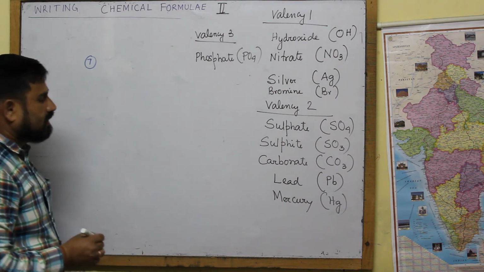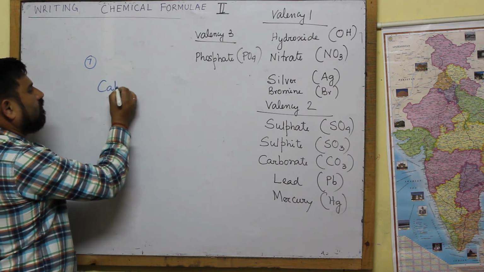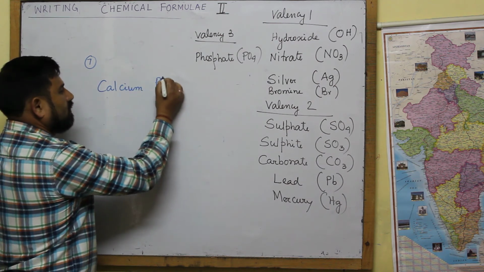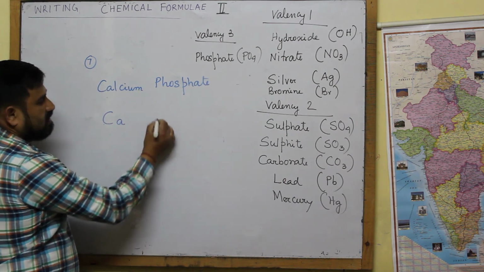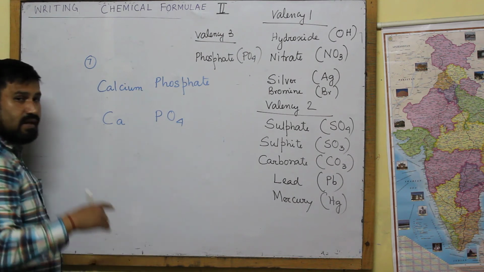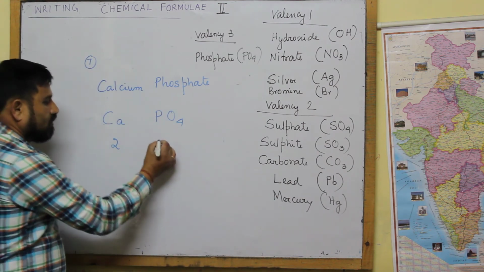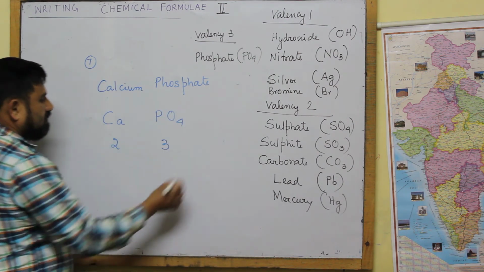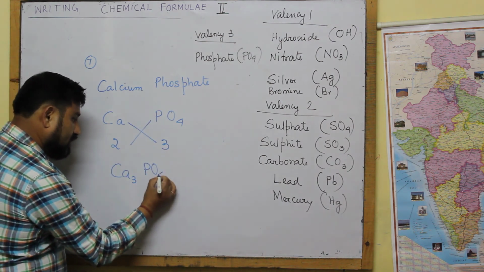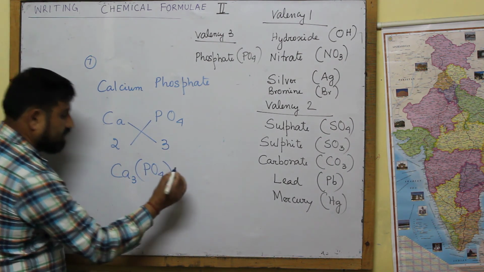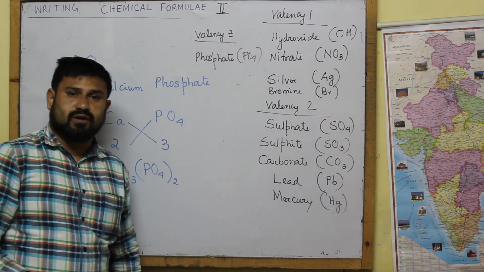Example 7. Let's take calcium phosphate. Very unique one. Calcium phosphate. Calcium symbol is here. Phosphate we know is PO4. Valency of calcium is 2. You can do it on your fingers and find it out. Valency of phosphate is 3. Interchange it. So we get Ca3. Phosphate is PO4. Write a bracket and then write phosphate. So that is the formula of calcium phosphate.